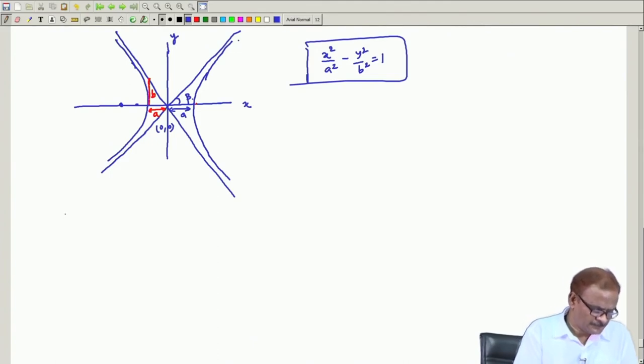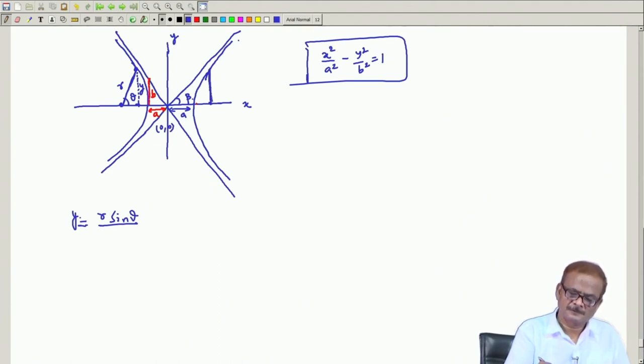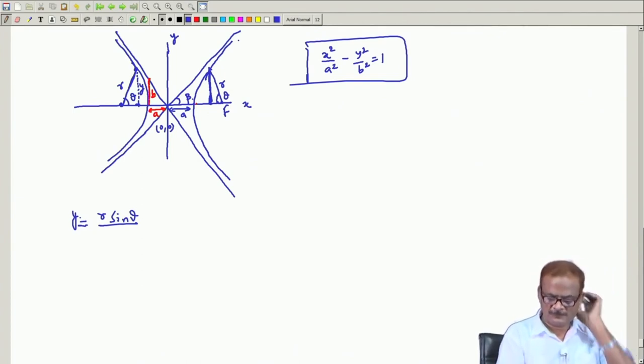So, we have y equal to r sin theta. That means we have any point taken here, this angle is theta and this is r. So, this will become y. Similarly, on the right hand side we can show, suppose the focus is here, and this is r and you are showing this angle as theta. So, y equal to r sin theta can be written.